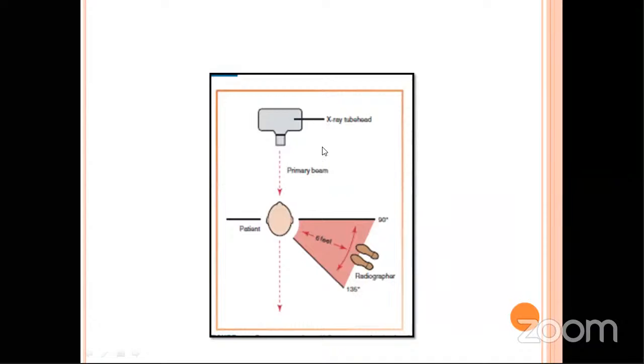So this is also one important fact which you need to know, that is the position distance rule. Okay, so the operator should be at a distance of 6 feet or at an angulation of 135 degrees, so that the primary beam doesn't actually affect the operator. Okay, so these are all some of the important precautions which the operator has to take before taking an X-ray. If this is the tube head and this is the primary beam, 6 feet and 135 degree angulation is needed. If the radiographer or the operator stands elsewhere, then there will be hazards.